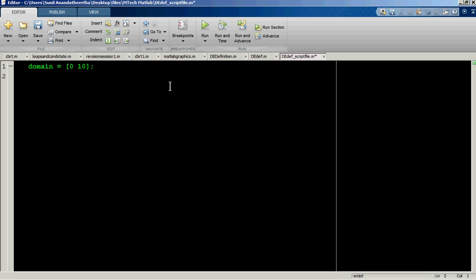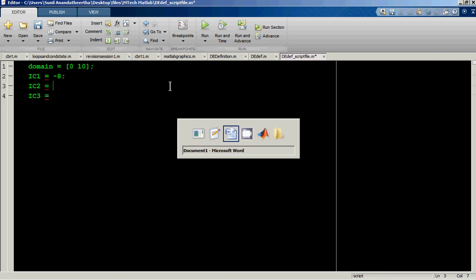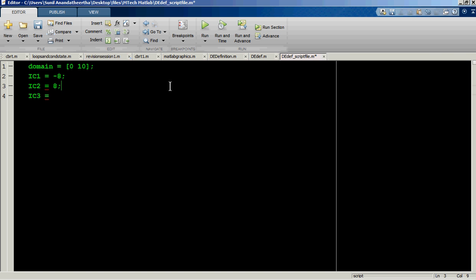And what is your initial condition? We have three initial conditions: IC1, IC2 and IC3. IC1 is basically minus 8, IC2 is 8, and IC3 is 27. So now what are your initial conditions? IC will be equal to IC1, IC2 and IC3.